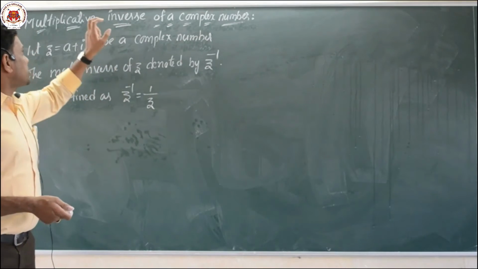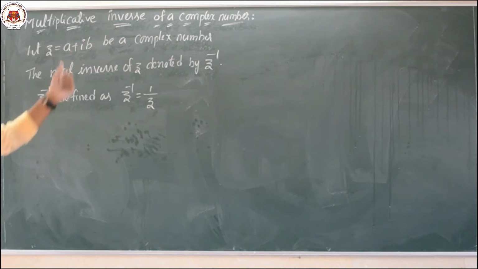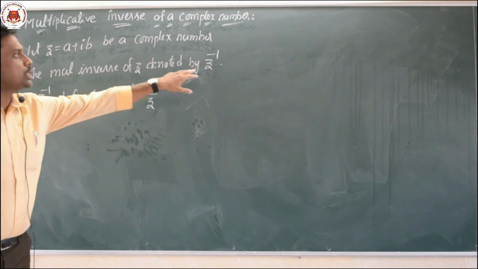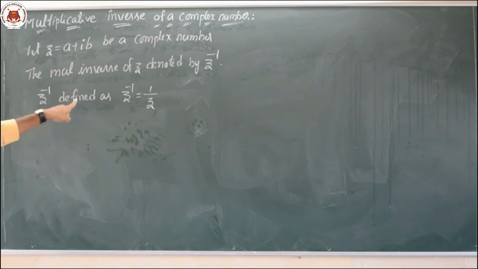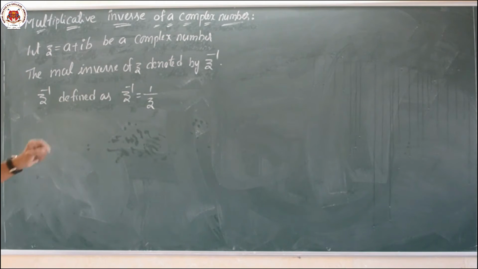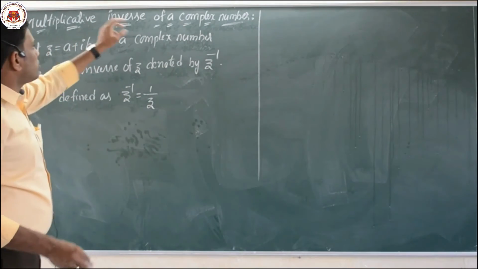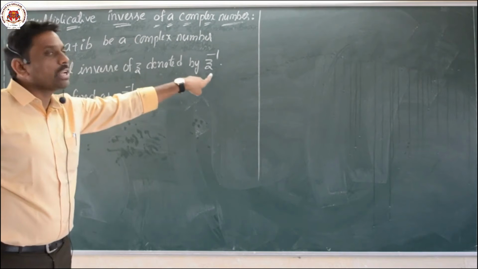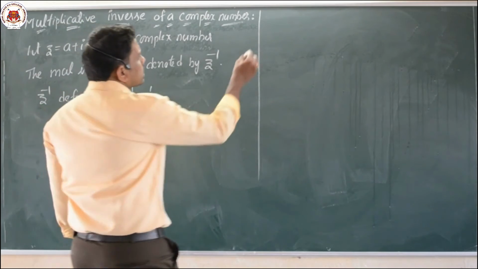Now the next topic is the multiplicative inverse of a complex number. A complex number z is in the form of a plus ib. The multiplicative inverse of this complex number is denoted by z inverse. So what is z inverse? The z inverse is defined as z inverse equal to 1 by z. Now we will take one example and discuss. Multiplicative inverse means z inverse, which we can write as 1 by z.